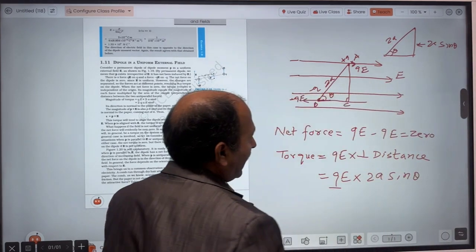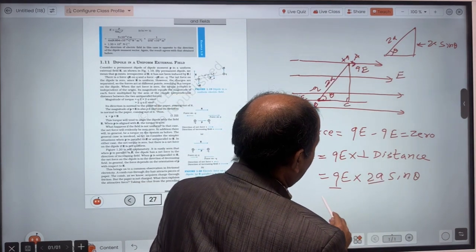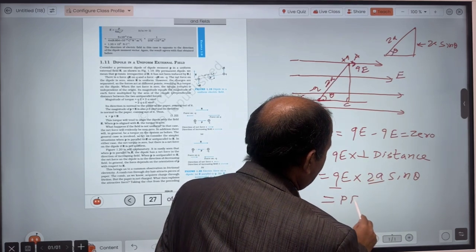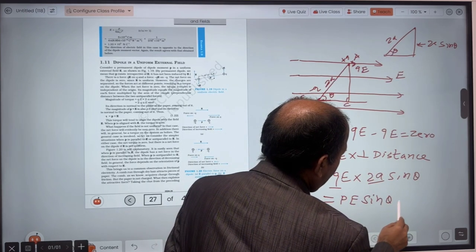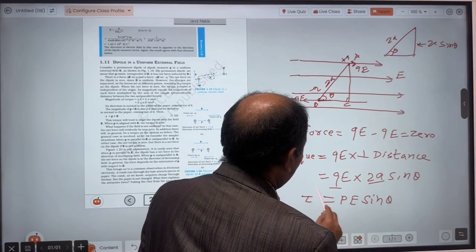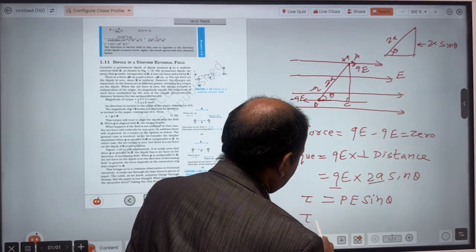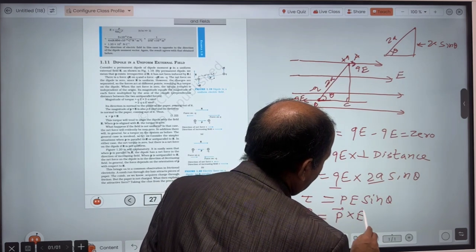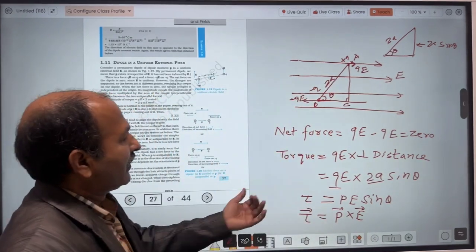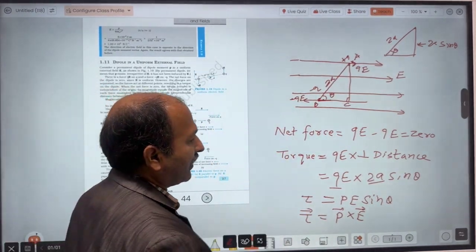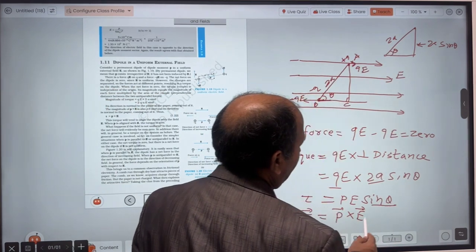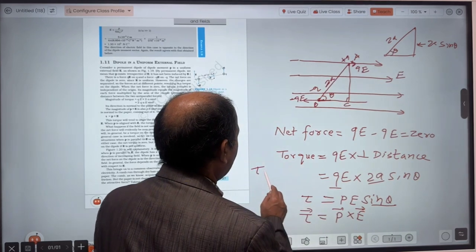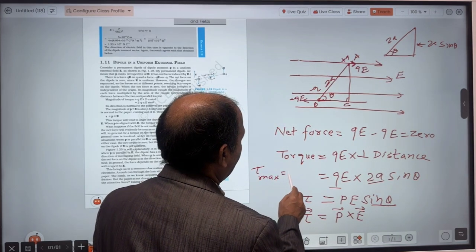Now, if you remember, dipole moment is q times 2a. So we can write q times 2a as p. So pE sine theta. This is torque. Now, this is magnitude. In vector term, if you want to write, you can say it is p cross E. If you want to find out maximum value of torque, in that case, theta must be 90 degree, because at 90 degree sine theta becomes 1. So, torque max will be pE.